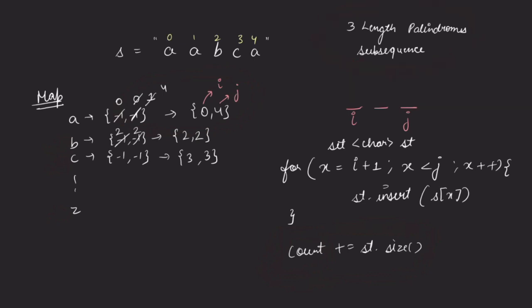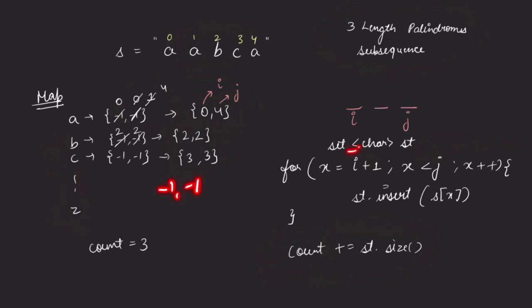If we do a dry run over here, as I told you, this is 0, 4. So x will start from 1 and go till 3. A, B, C will be inserted inside the set, so the count will become 3. Then we move to B. Now this is 2, 2, so this will be 3 and it has to be less than 2, so it won't go inside the loop because 3 is not less than 2. Then it comes here, 3, 3. So this will be 4, i plus 1, and j will be 3. Now 4 is not less than 3, so again it will not go inside the loop. And for the rest of them, it is -1, -1.